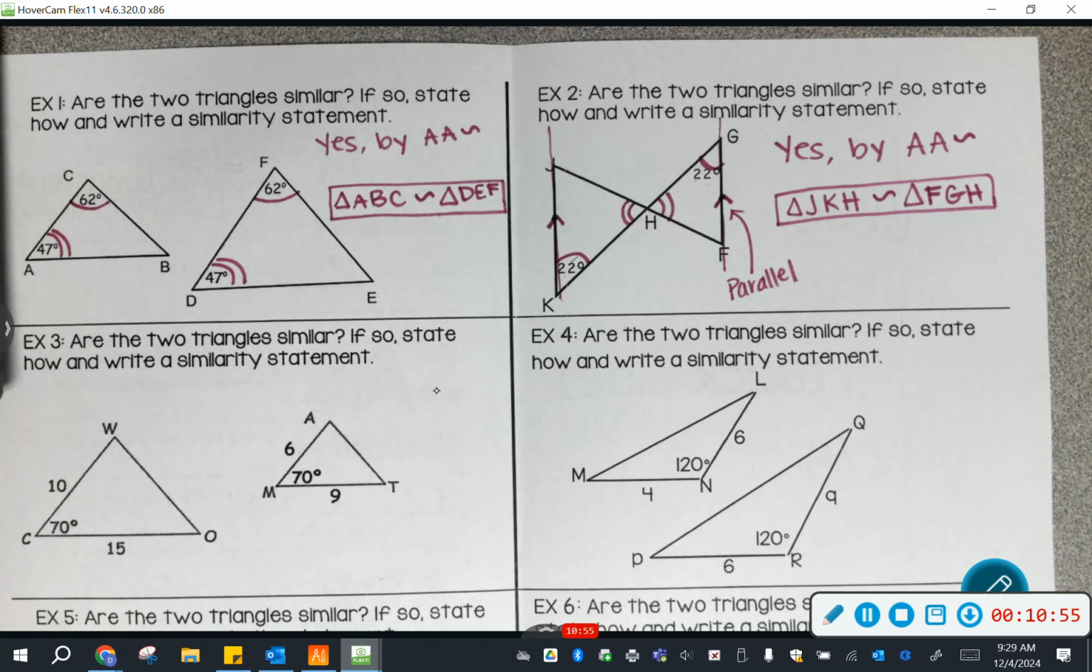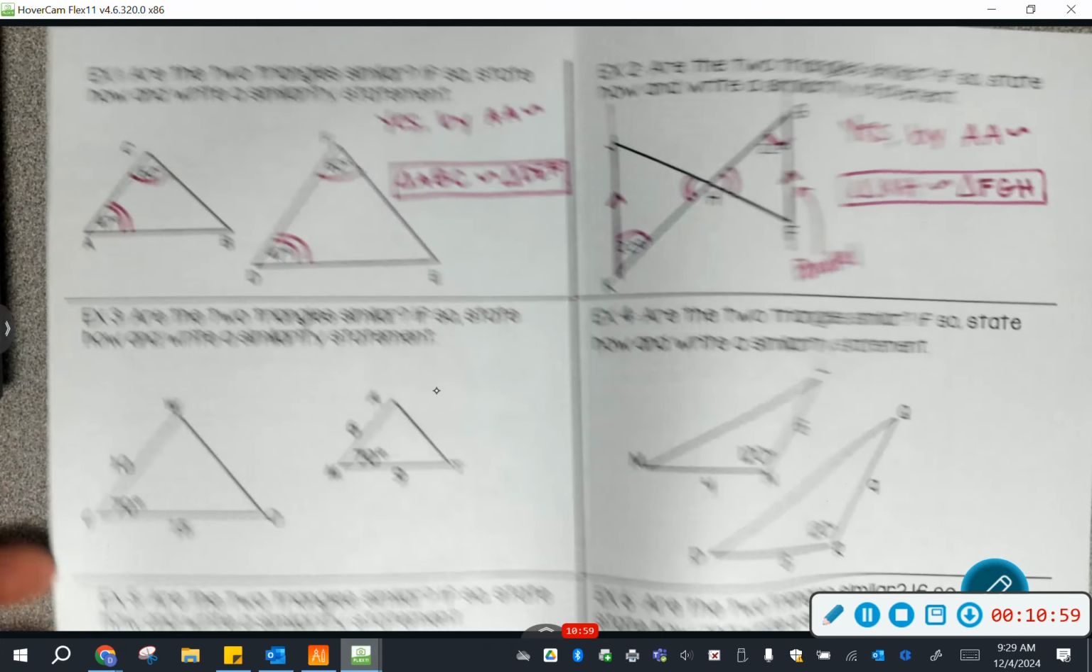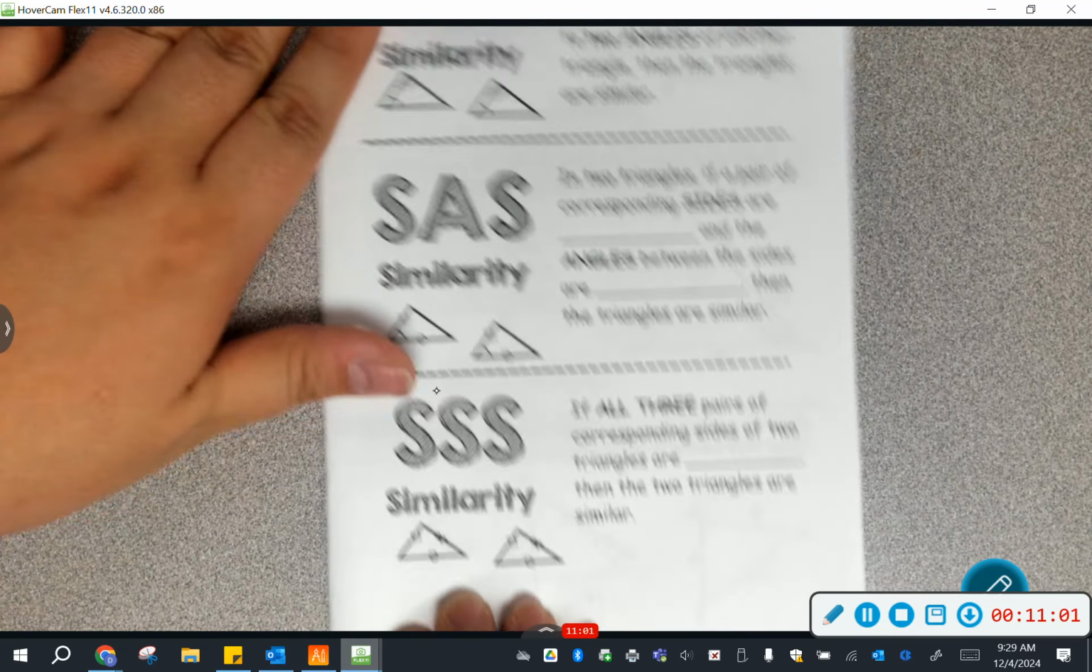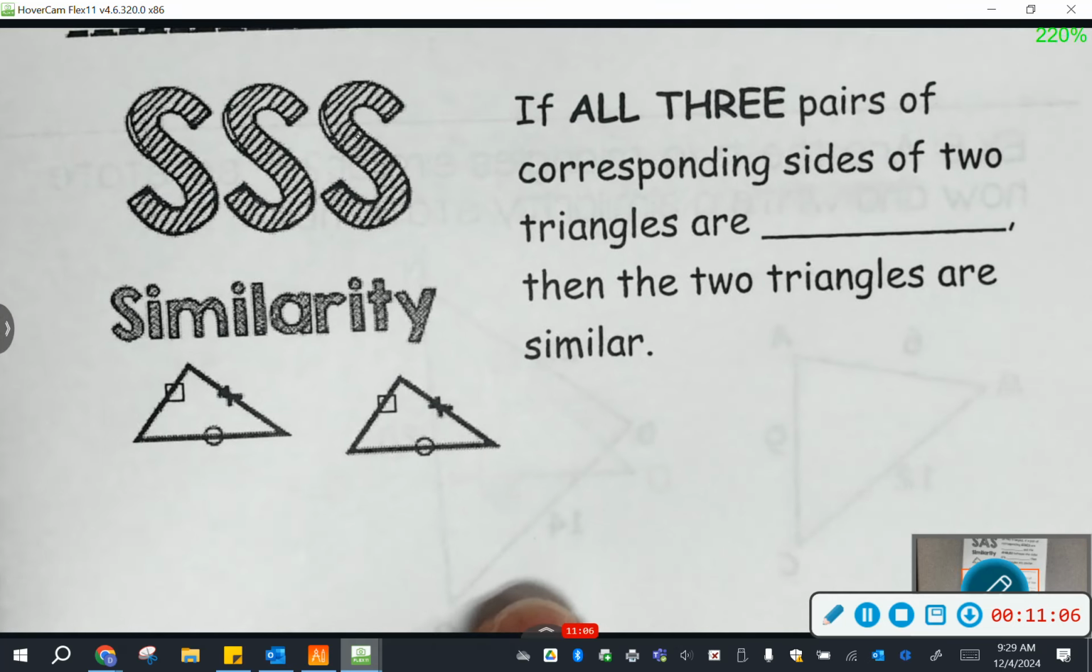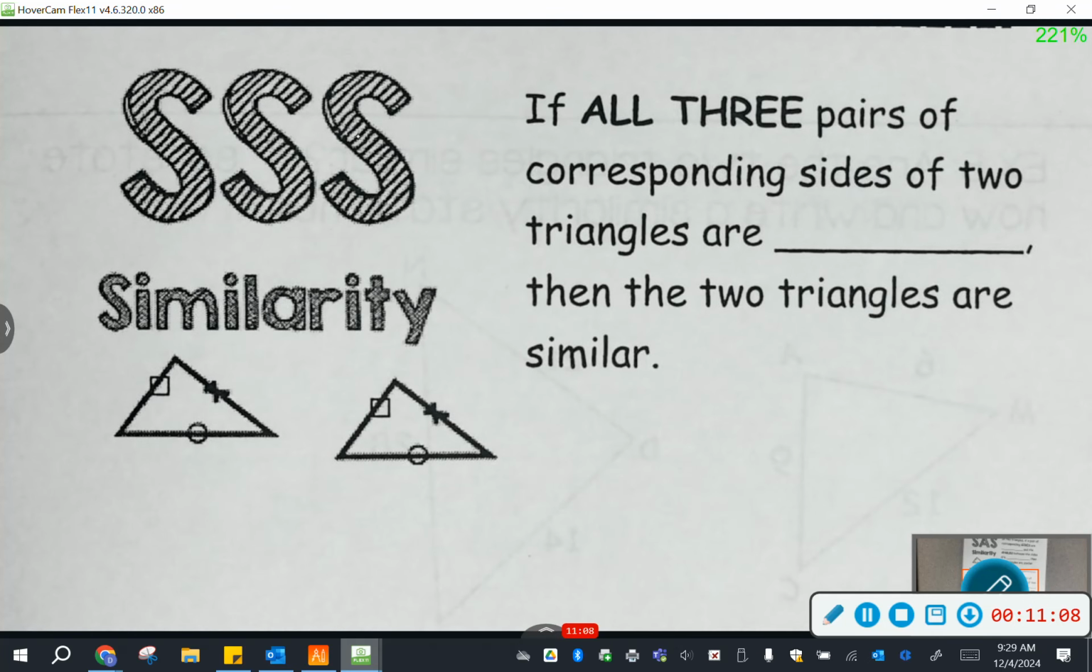Do I have any questions? No, ma'am. Okay, close your notes. I'm going to skip the middle one for now. I want to go to SSS, so make sure you're on the bottom, please.